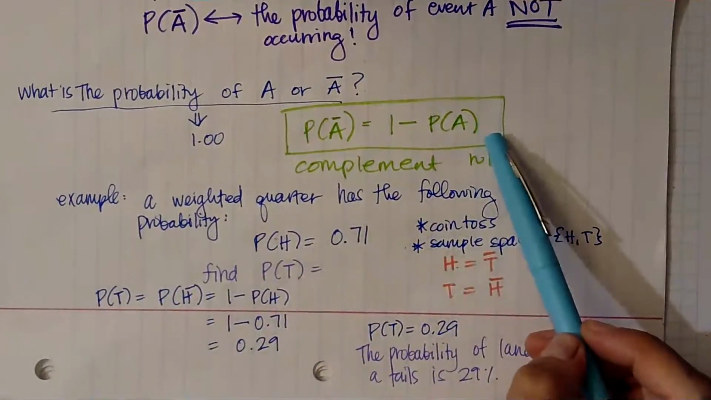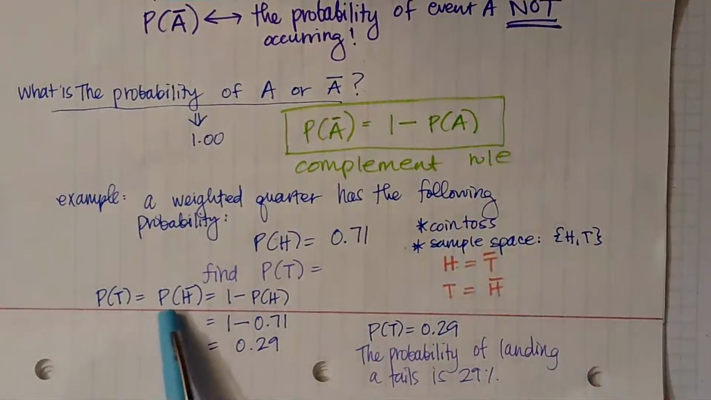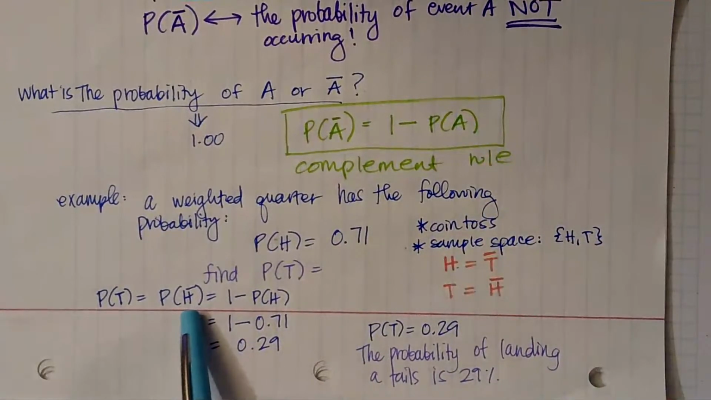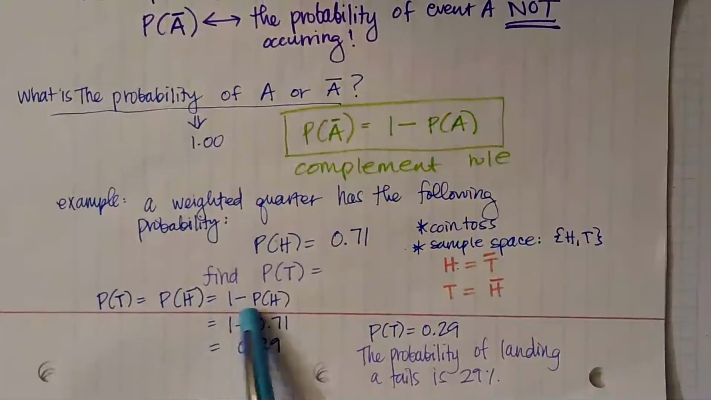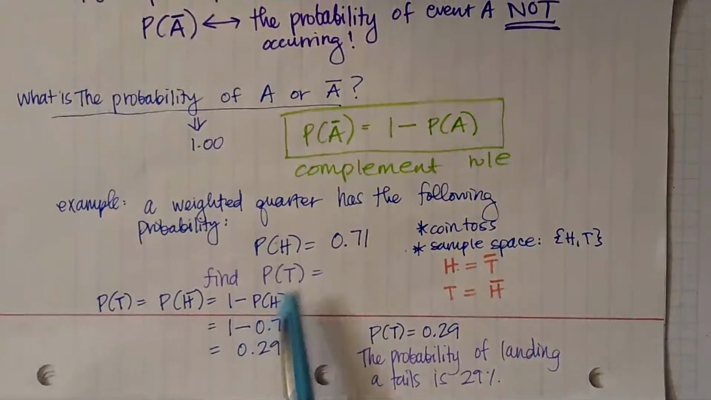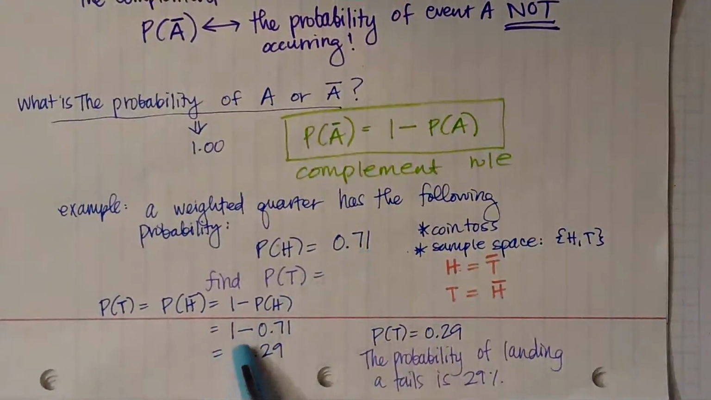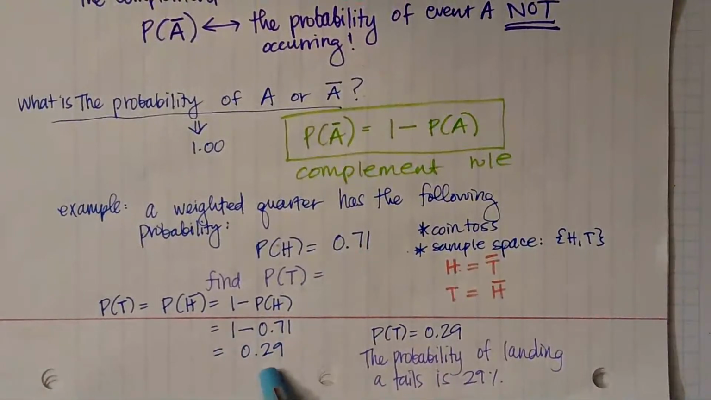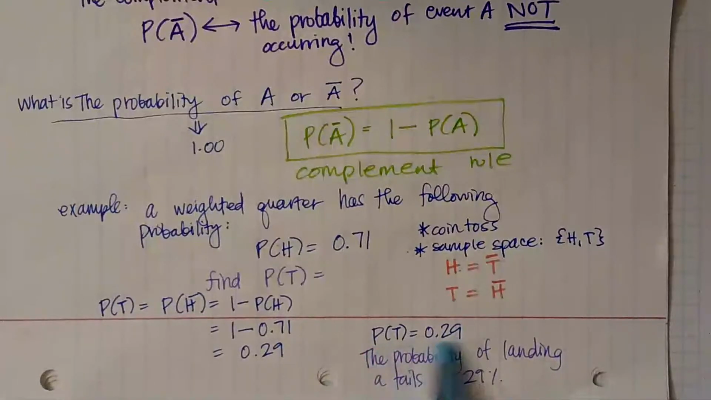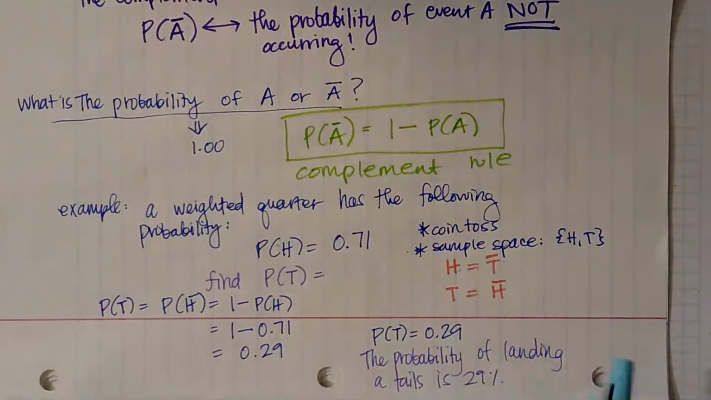So now I see that I have the probability of A not, or an event not, and I'm going to use this rule here. The probability of not heads is equal to 1 minus the probability of heads. So I know the probability of heads is 0.71. So 1 minus 0.71 gives me 0.29. So now I figured out that the probability of landing tails is 0.29, but we must also identify this in the representation of analysis. The probability of landing tails is 29%.